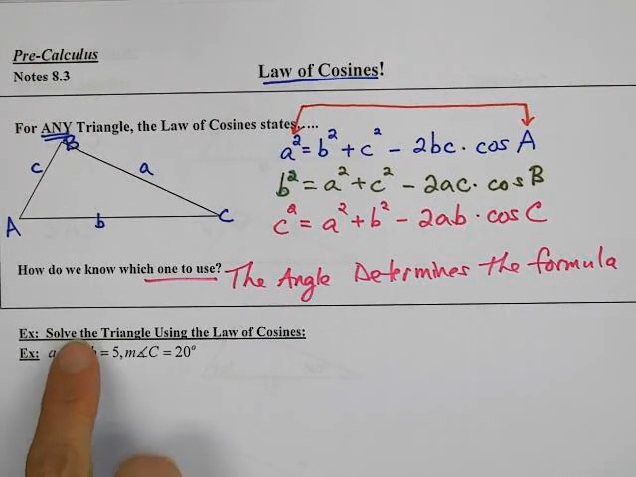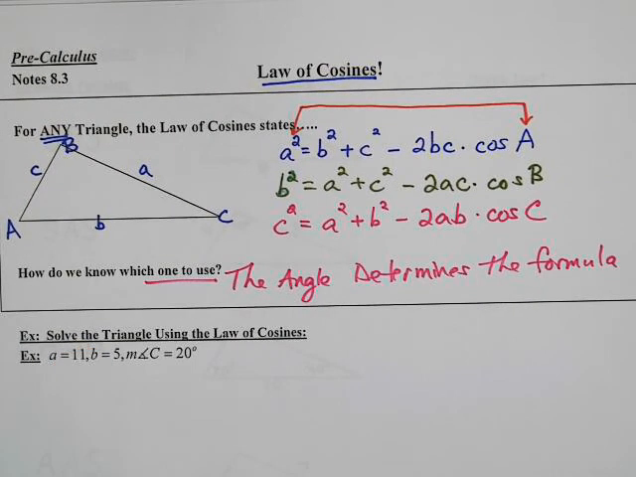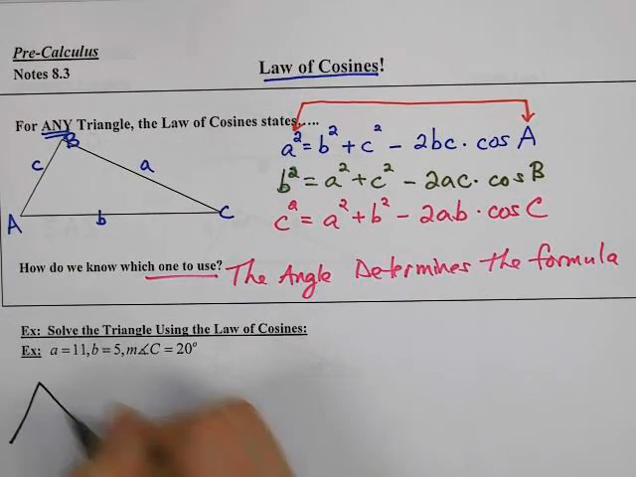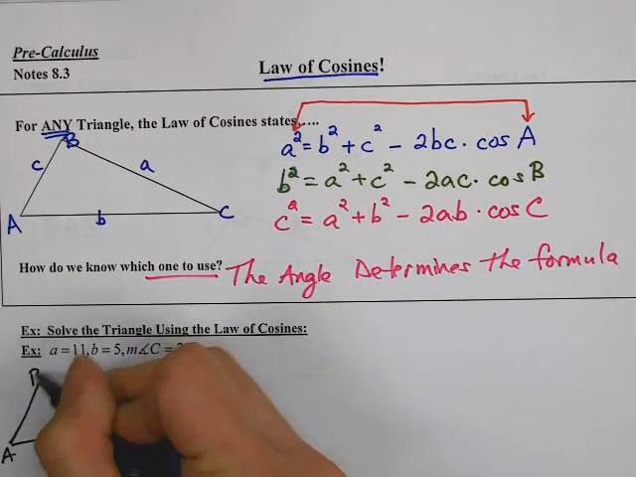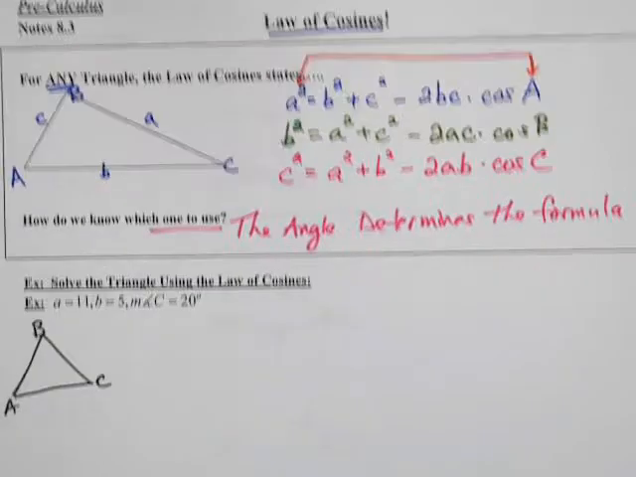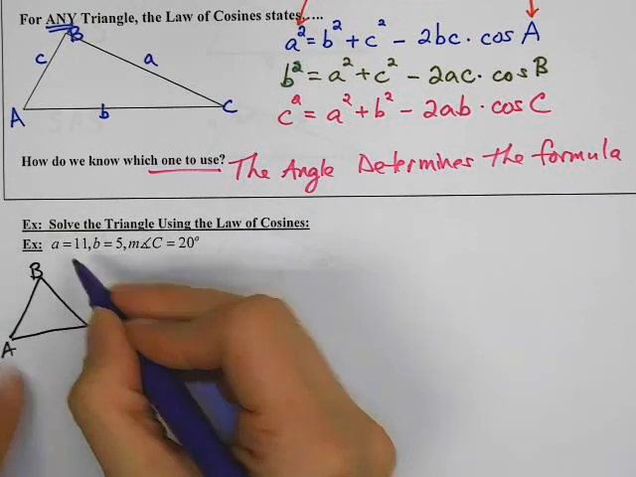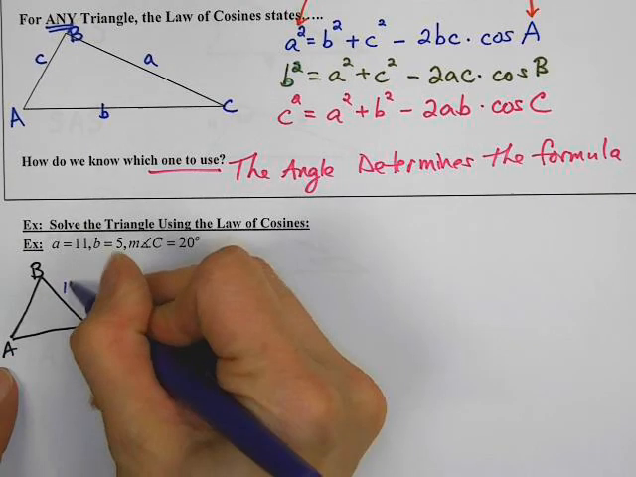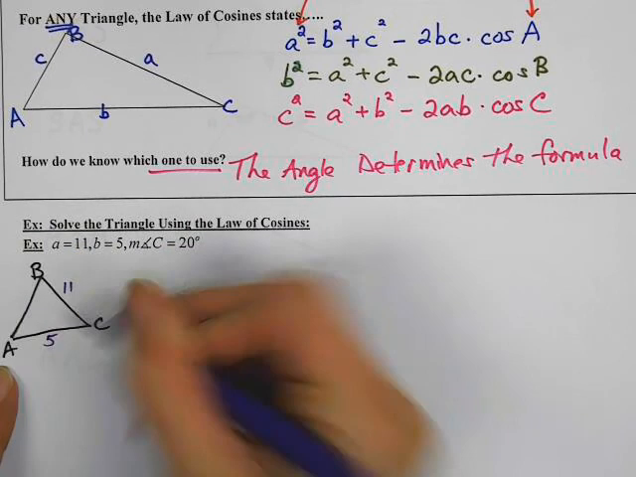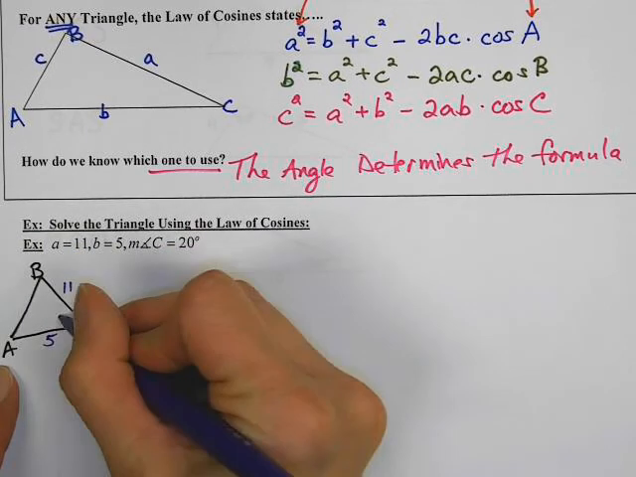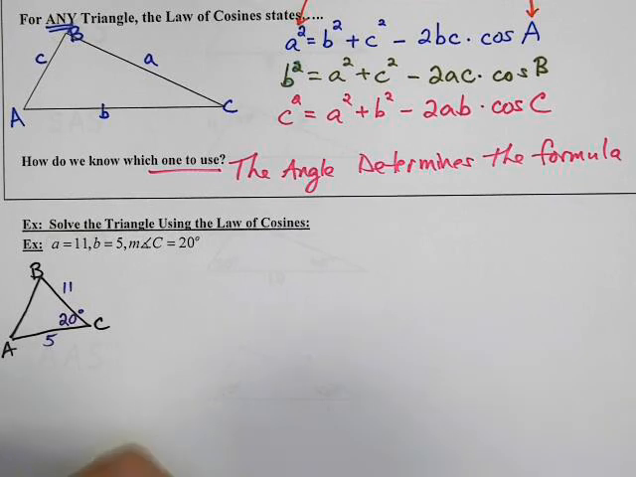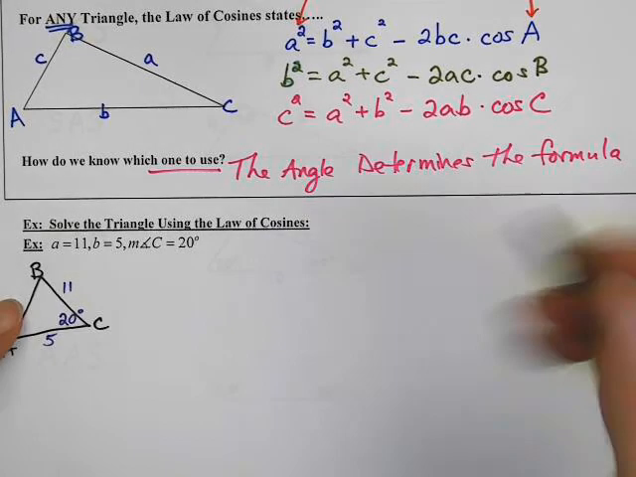Remember what solve a triangle means? It means find all the missing sides and angles that we don't know. So let's draw a triangle ABC here, and let's label all the parts that we do know. What were we given? We were given side little a is 11, side little b is 5, and angle C is 20 degrees. So the things we're going to have to find are side little c.